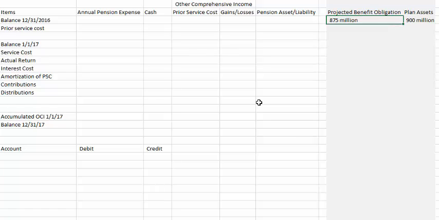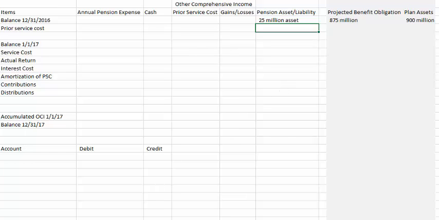The only logical way to determine whether we have an asset or a liability is you look at the difference between the two. We have more assets than we have of an obligation, which means we have a pension asset on our books of $25 million. Okay, so that's how we start the problem.